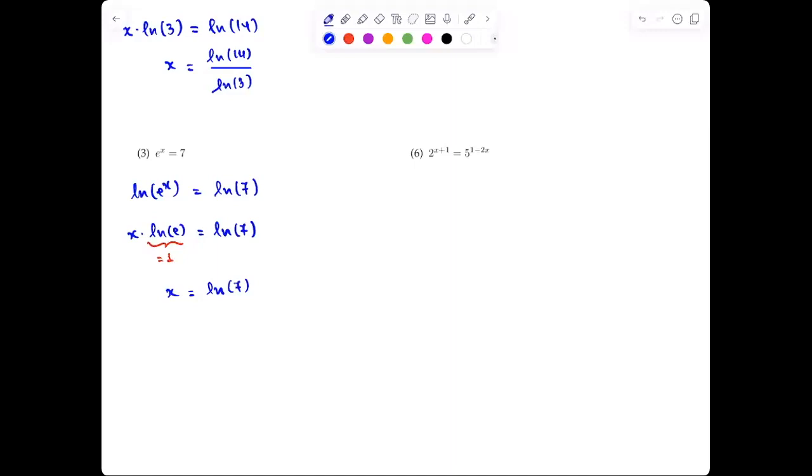So x equal to ln of 7. Just leave the answer like this because you are not allowed to use the calculator in the test or quiz. Know exactly what that is.